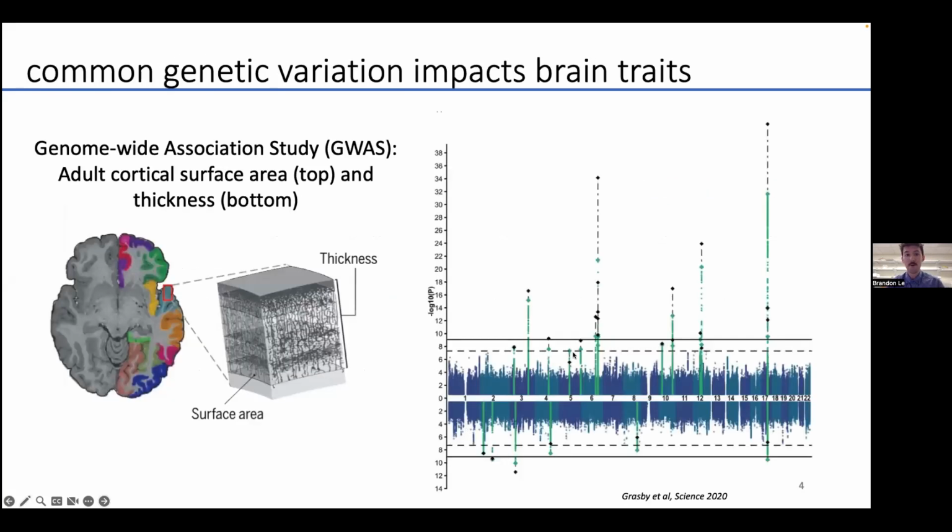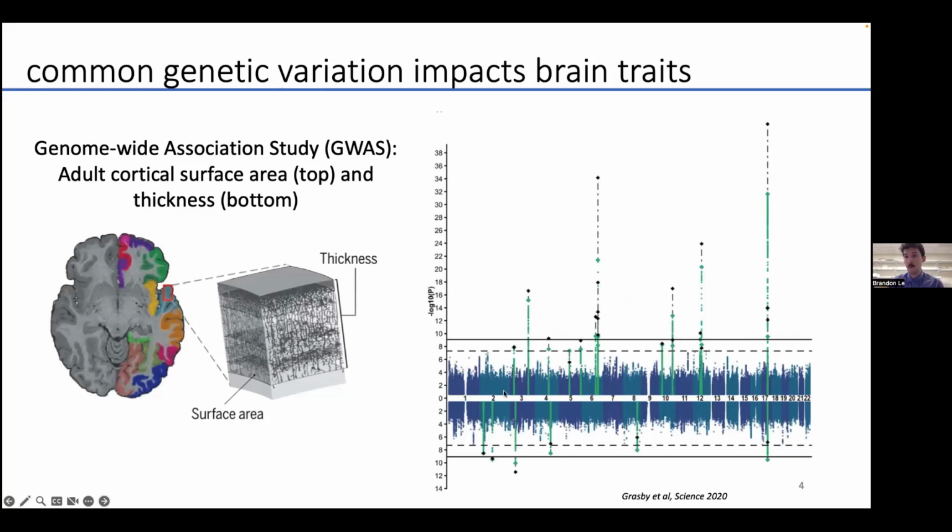So one thing that we've learned from genome-wide association studies is that common genetic variants, those variants that are present at about 1% or greater in the human population, impact brain traits. Here I'm showing a GWAS for structural brain traits that are measured via MRI in adult cortical tissue. This Miami plot on the top shows the results from the GWAS for cortical surface area, and the bottom shows the GWAS results for the thickness of the cortex.